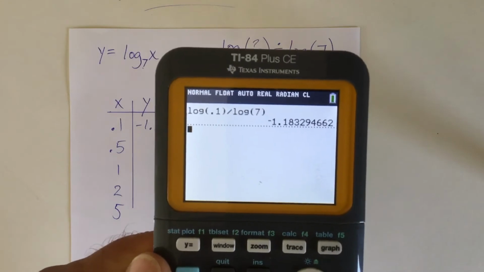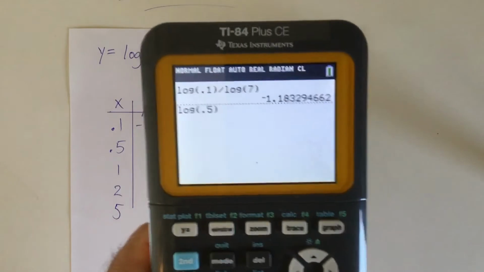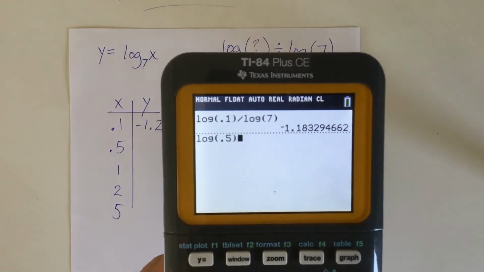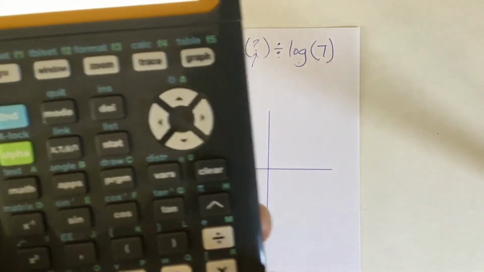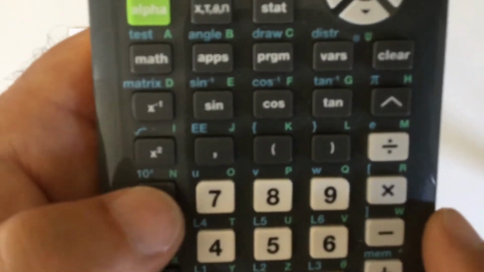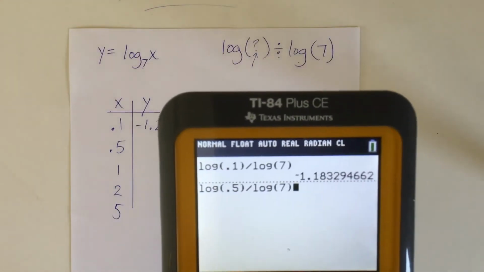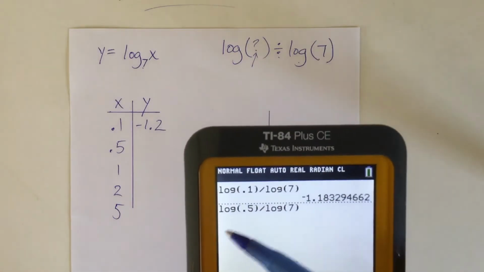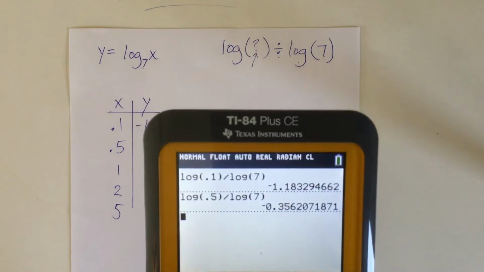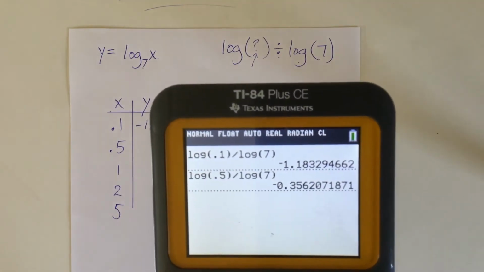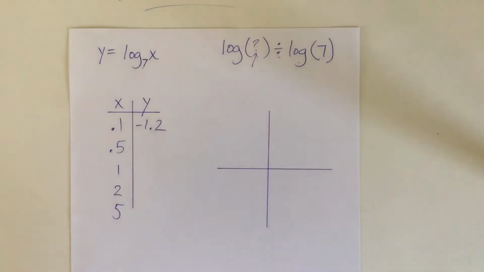Let's plug in 0.5. So I'm going to say log of 0.5. But I don't want my calculator to give me the wrong result, so I'm going to say divided by, whoop, there it is, the log of 7. There's my display. What did I do? Now I'm going to plug in log of 0.5 divided by log 7. What's it going to give me? Some other ugly decimal, but I'm going to round it off to the nearest tenth. And I'm going to call the answer negative 0.4.